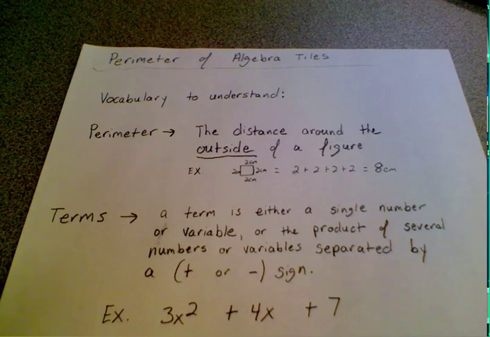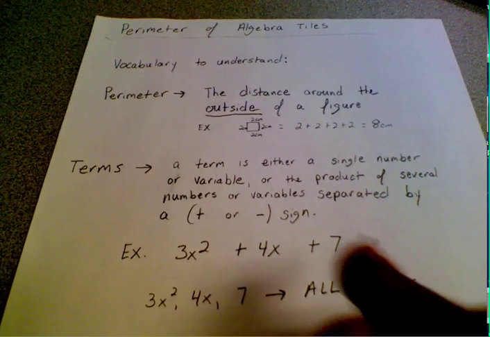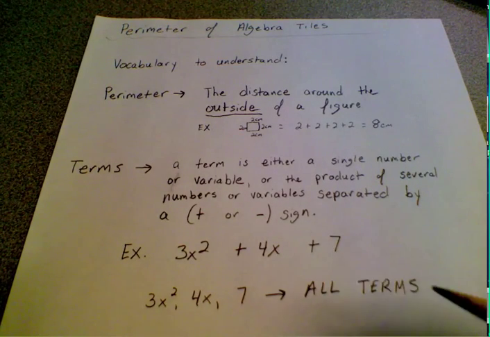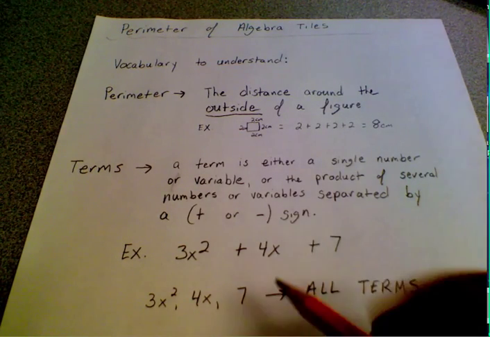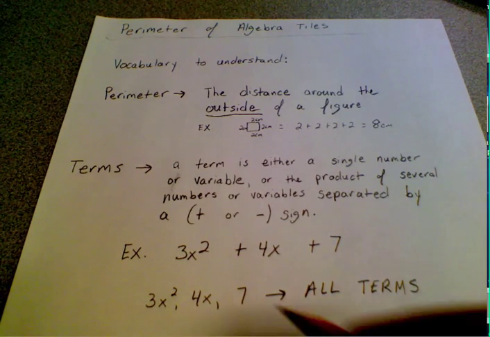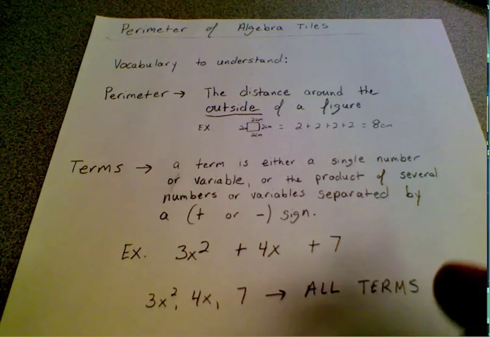Here's an example of an expression, 3x squared plus 4x plus 7. If you're asking yourself which one of these are terms, the answer is all of them. 3x squared, the 4x, and 7 are all terms. Again, a term can be a single number, or a variable, or a combination of both a number and a variable together. So this is what we're talking about when we're talking about terms.